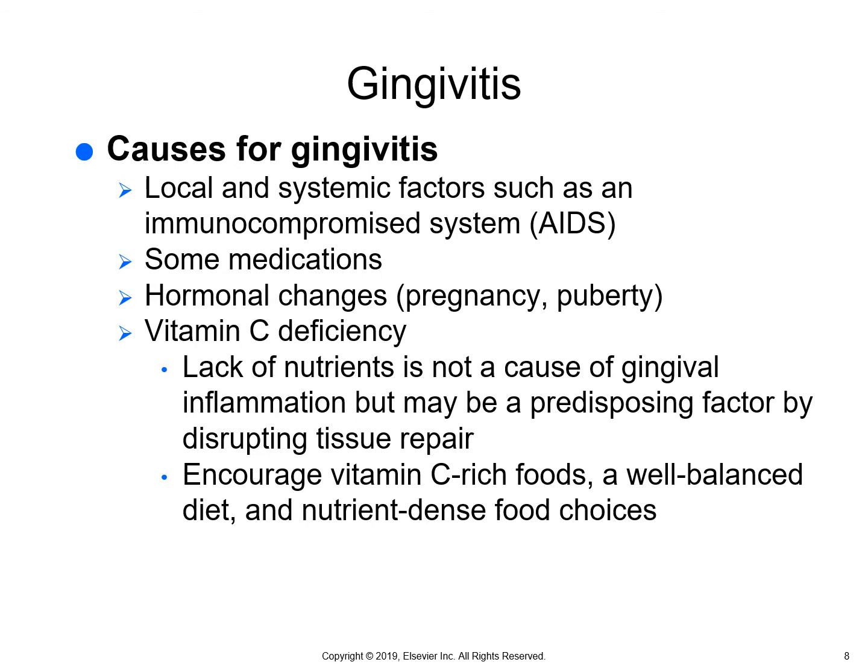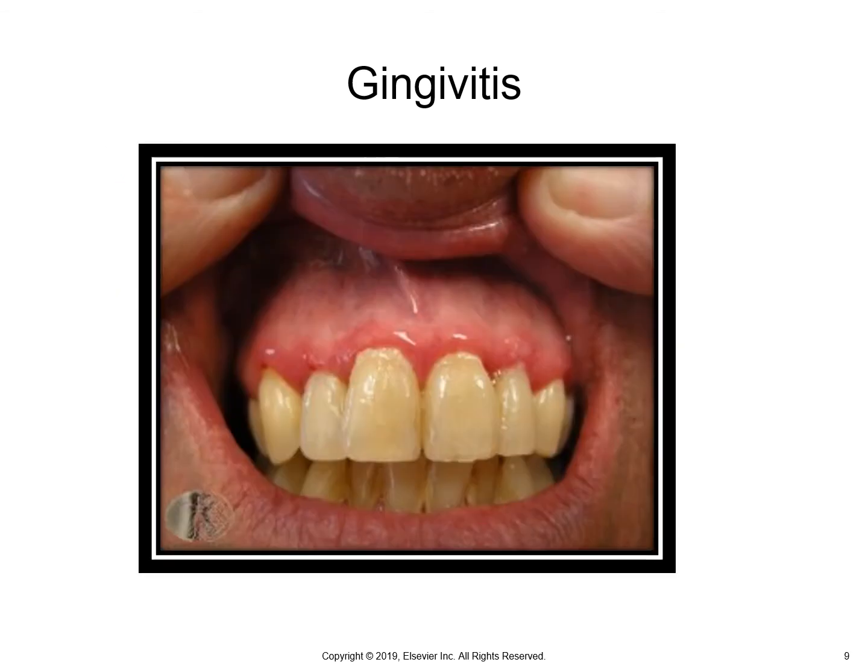So a lack of nutrients is not a cause of gingival inflammation, but may be a predisposing factor because it can disrupt tissue repair. We want to encourage those vitamin C rich foods and a well-balanced diet, and try to help patients make more nutrient-dense food choices. And this is just a typical image of what gingivitis looks like, which you guys are very aware. You see it every day in clinic.